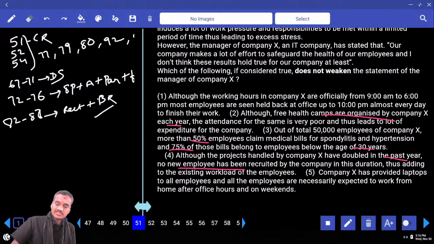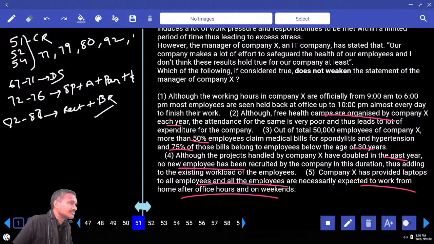అండ్ ఫిఫ్త్ వన్, కంపెనీ ఎక్స్ ప్రొవైడెడ్ ల్యాప్టాప్స్ టు ఆల్ ఎంప్లాయీస్ అండ్ ఆల్ ద ఎంప్లాయీస్ ఆర్ నెసెసరీ ఎక్స్పెక్ట్ టు వర్క్ ఫ్రమ్ హోమ్ ఆఫ్టర్ ఆఫీస్ అండ్ ఆన్ వీకెండ్స్ యాజ్ వెల్. వీకెండ్స్లో కూడా వాళ్ళు పని చేయాలండి. వర్క్ ప్రెజర్ ఉందా లేదా, ఉంది. కనుక ఇక్కడ ఇది కూడా కాదు.